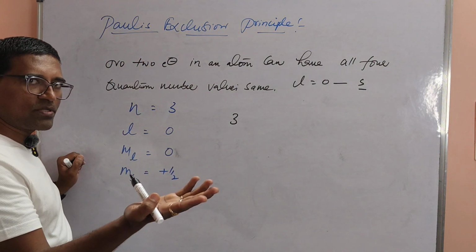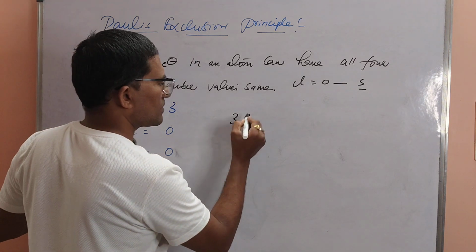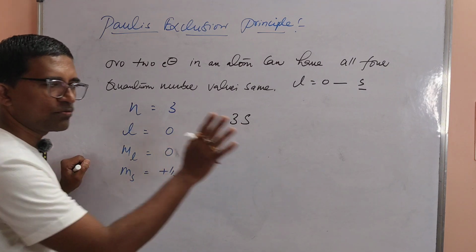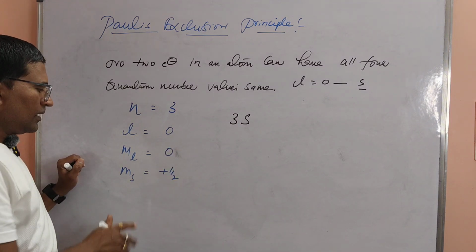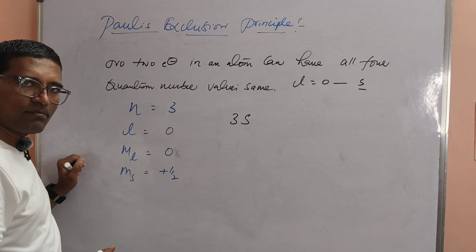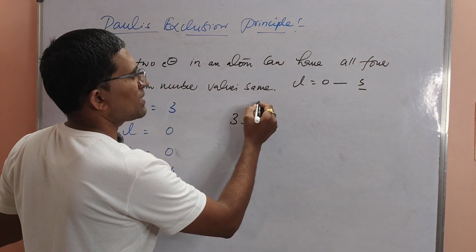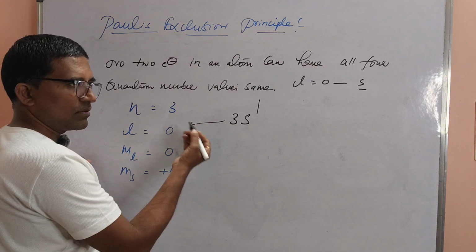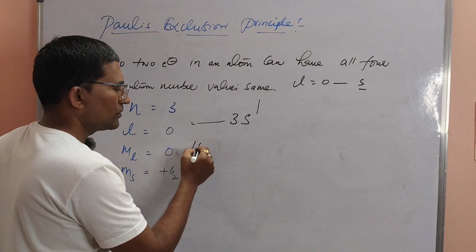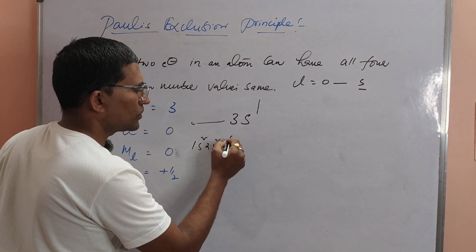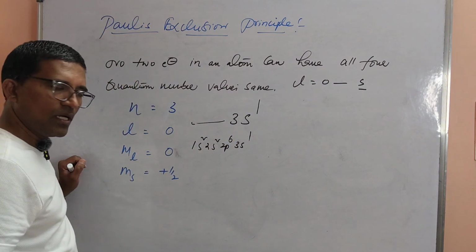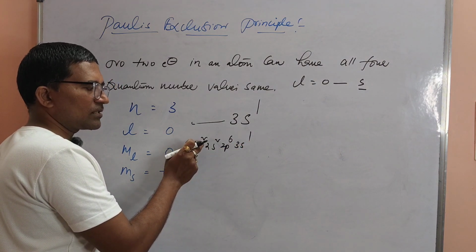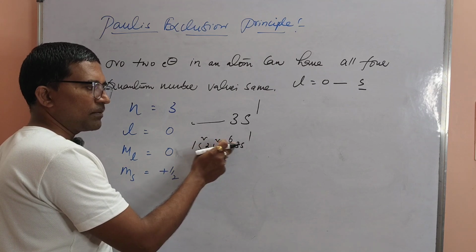L is equal to 0 means the s subshell will come. ML value is also 0. Now MS is plus half. I will write the configuration as 3s1. Before this we have the configuration 1s2, 2s2, 2p6, and now 3s1 is the last one. How many electrons in total? 2 plus 2 plus 6 is 10, plus 1, 11.